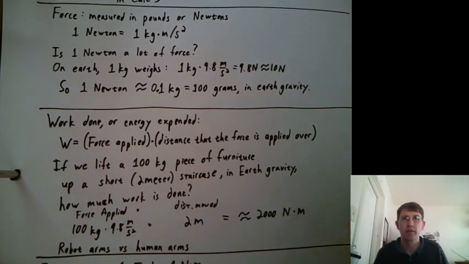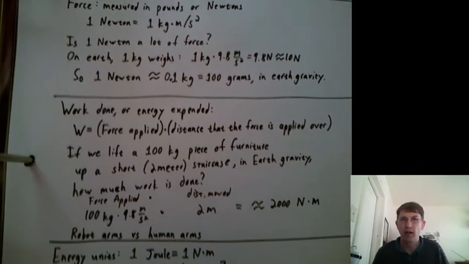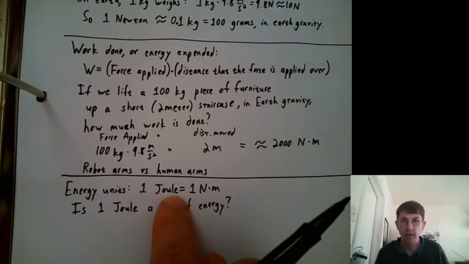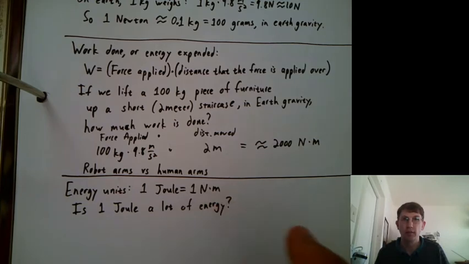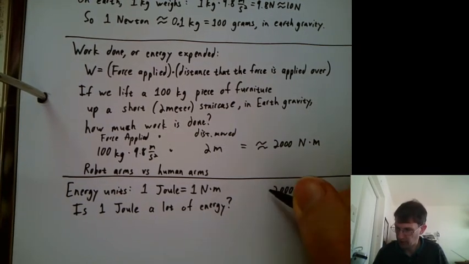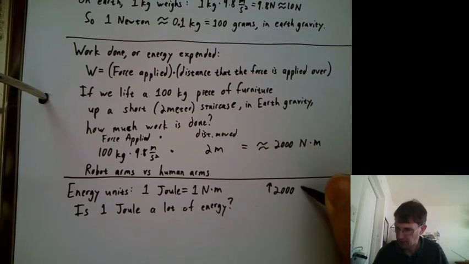All right, so let's talk about whether this 2000 Newton meters, that would be the units here, right? Newtons times meters. Is that a lot? Well, there's an energy unit called a joule, which is 1 Newton meter. So this would be 2000 joules. So we can say that number right there is 2000 joules.